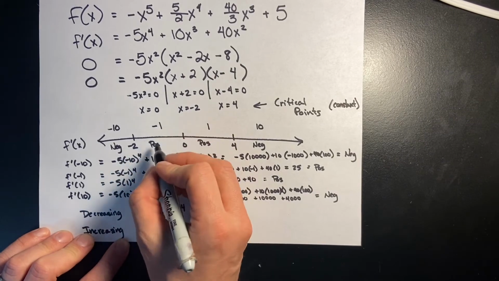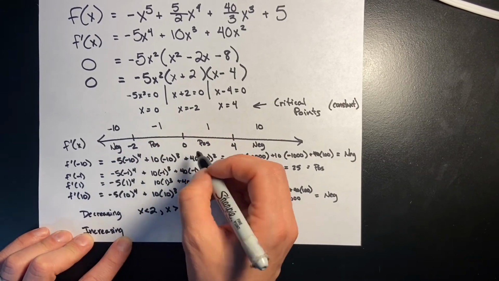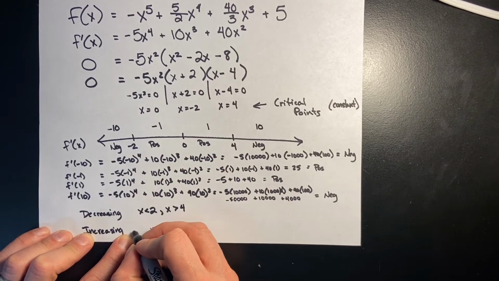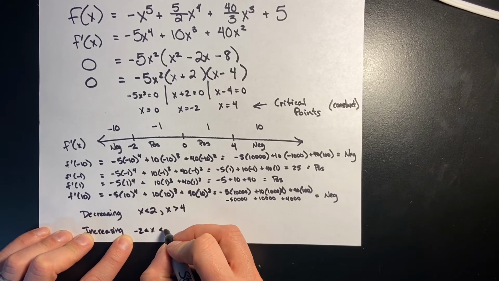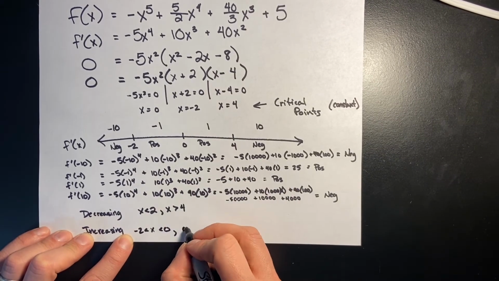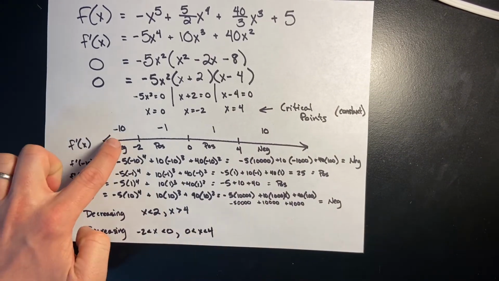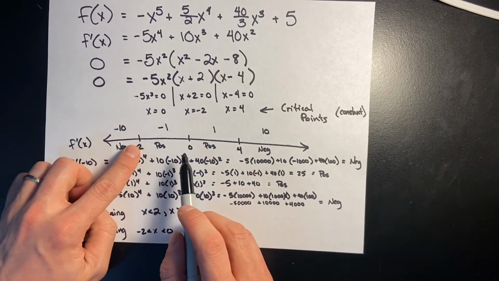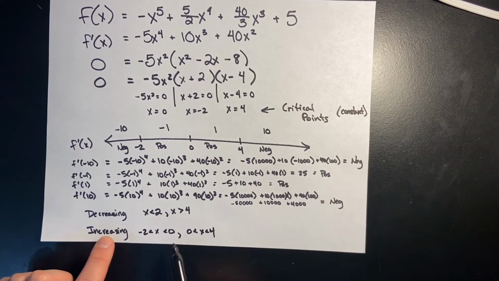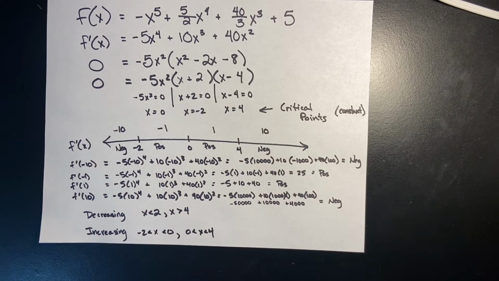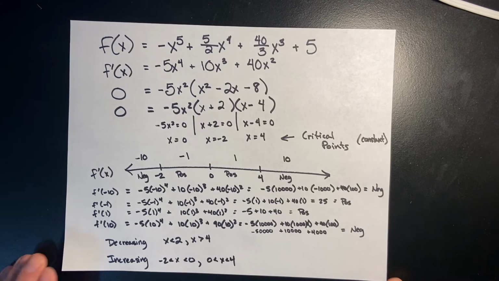It's also increasing here at -1. Well, in between, rather, -2 and 0. So we're going to say it's increasing when x is in between -2 and 0. And it's also increasing in between 0 and 4. So everything smaller than 2 is negative, decreasing. Anything in between -2 and 0 is increasing. Anything in between 0 and 4 is increasing. And anything bigger than 4 is decreasing, just kidding. All right, breathe that in. It's a lot.